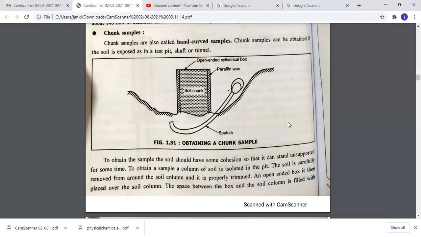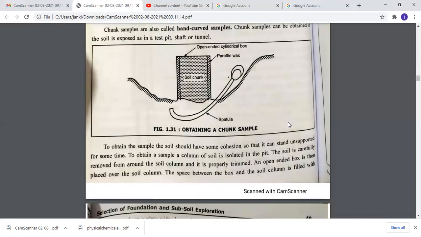Then this sample is coated with paraffin wax to prevent the loss of moisture, and these are undisturbed samples of the soil, right?